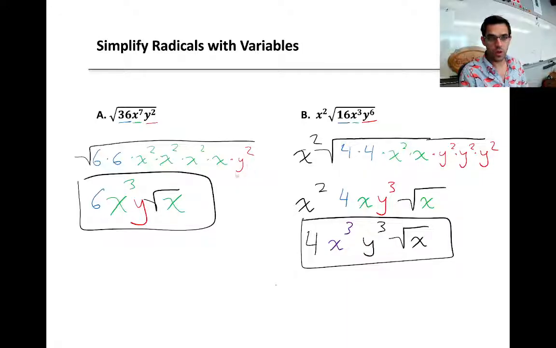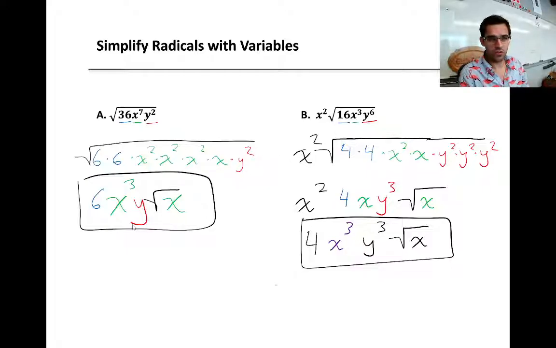Similarly, by that logic, y squared is also a perfect square. Y times y is y squared. So y squared goes away from inside the radical, and we put a single y outside the radical to represent that pair. So our final simplified answer is 6x to the power of 3y times the square root of x.